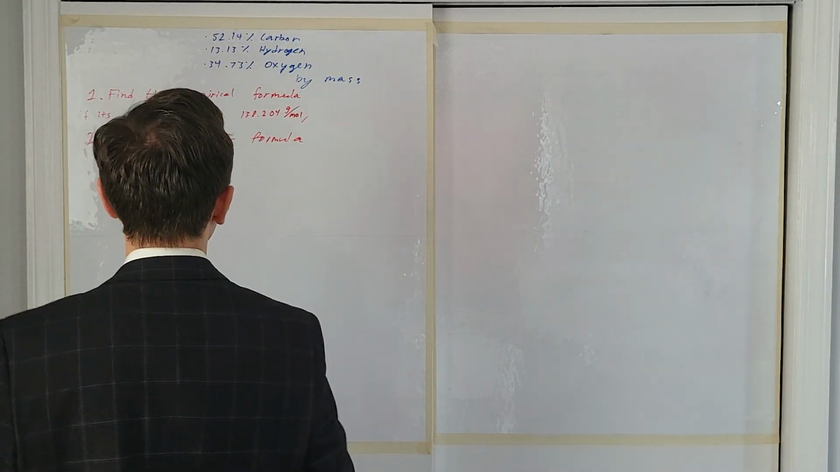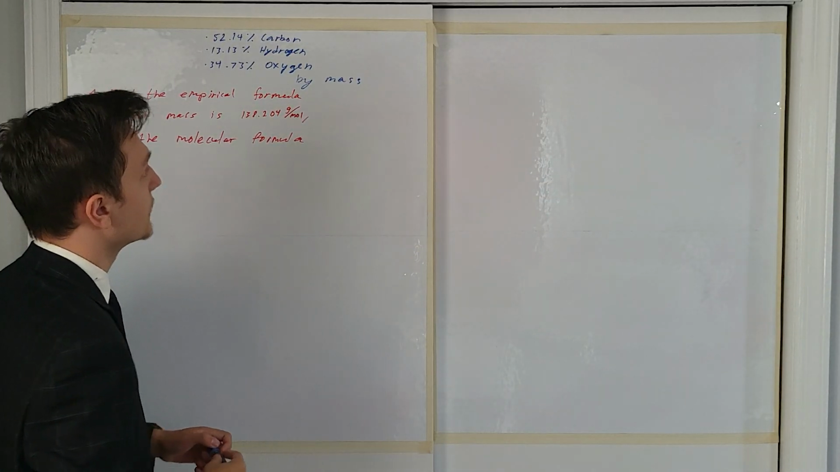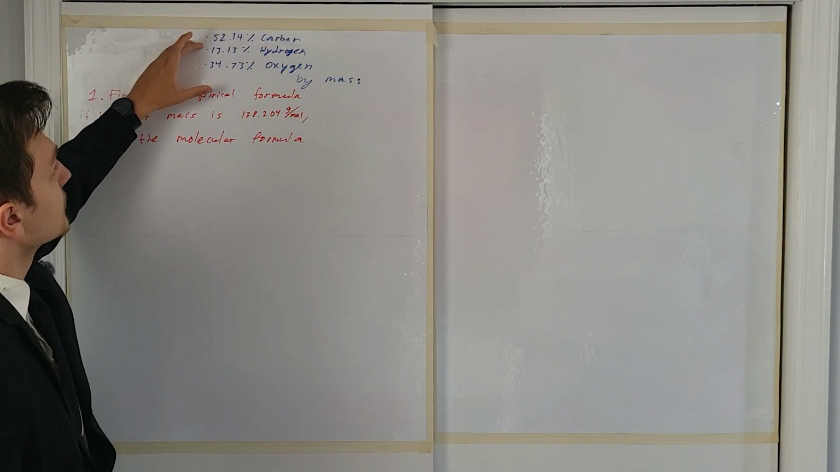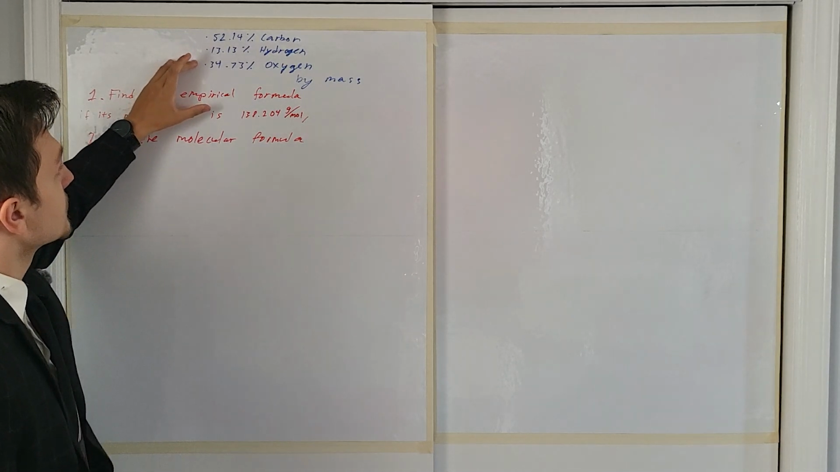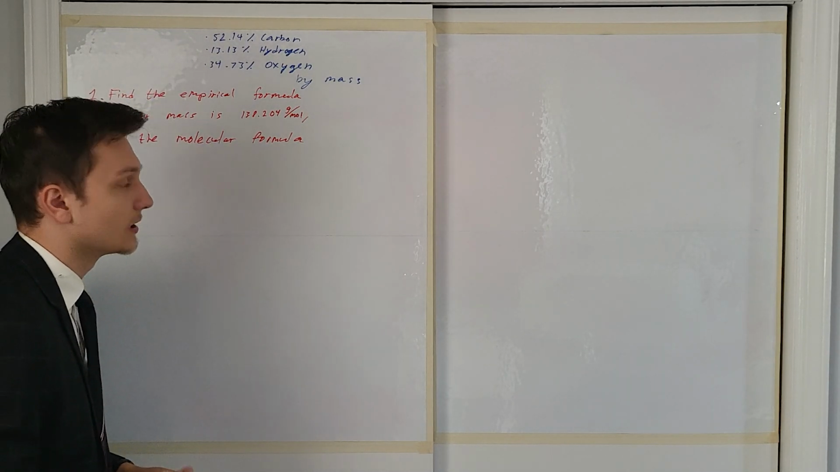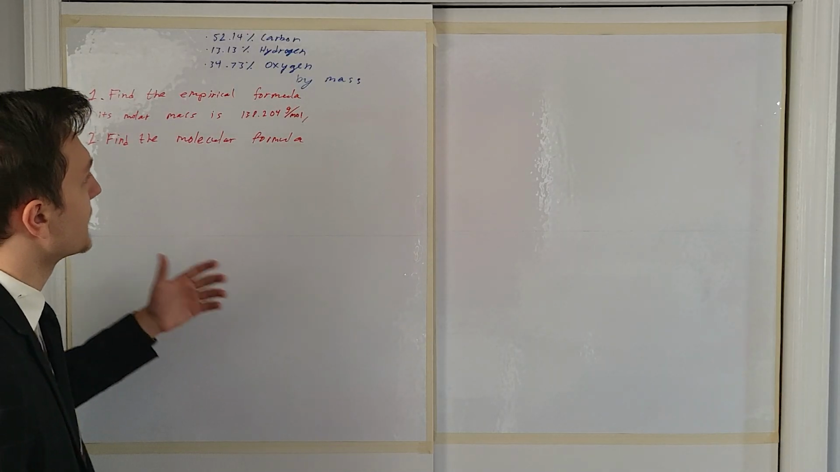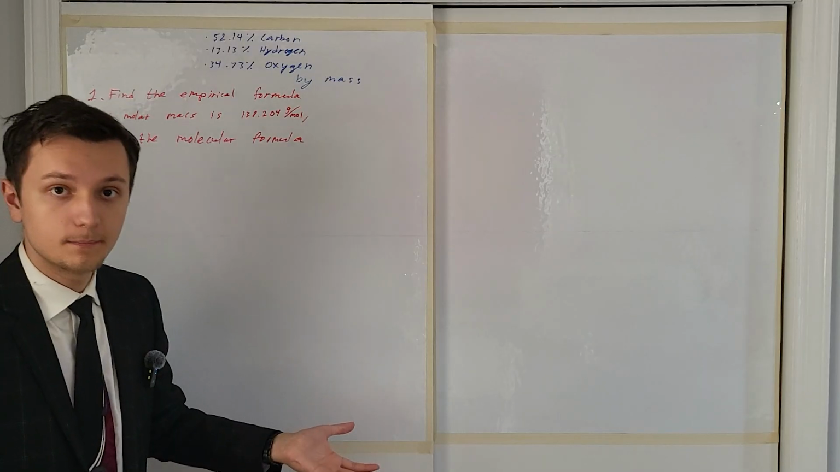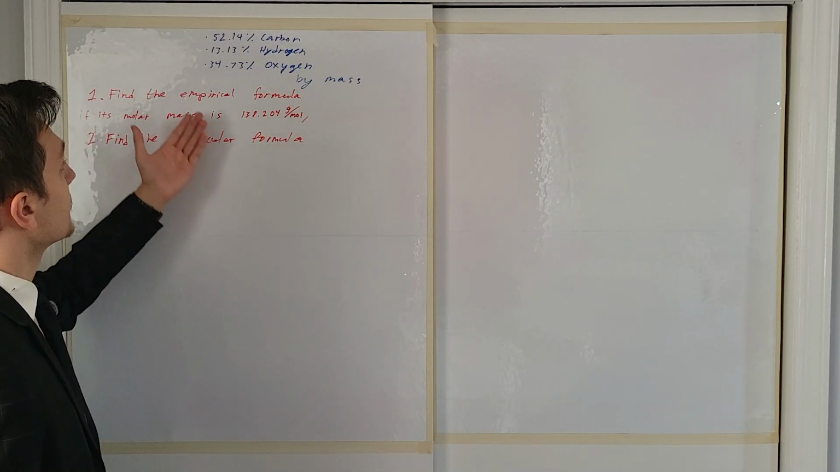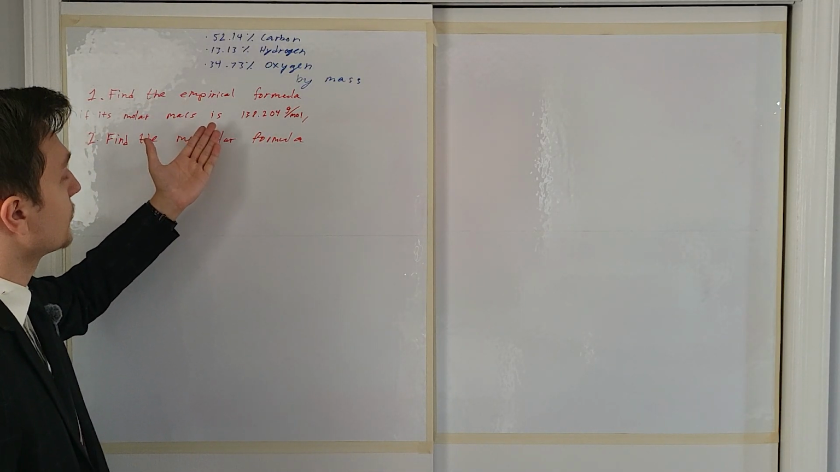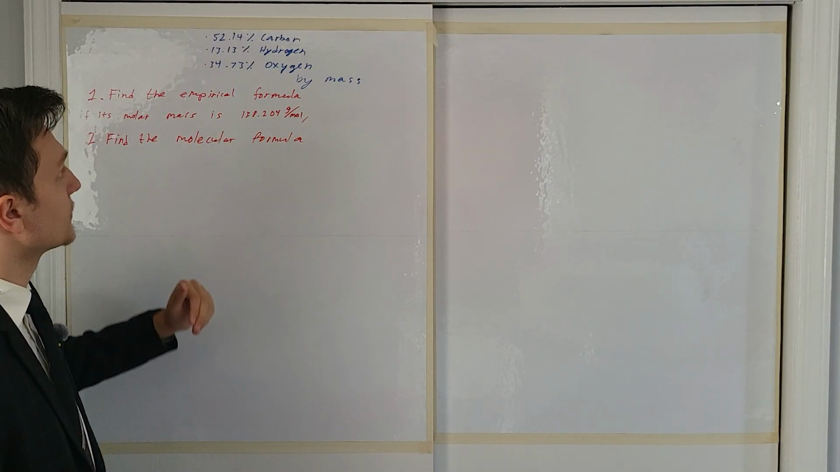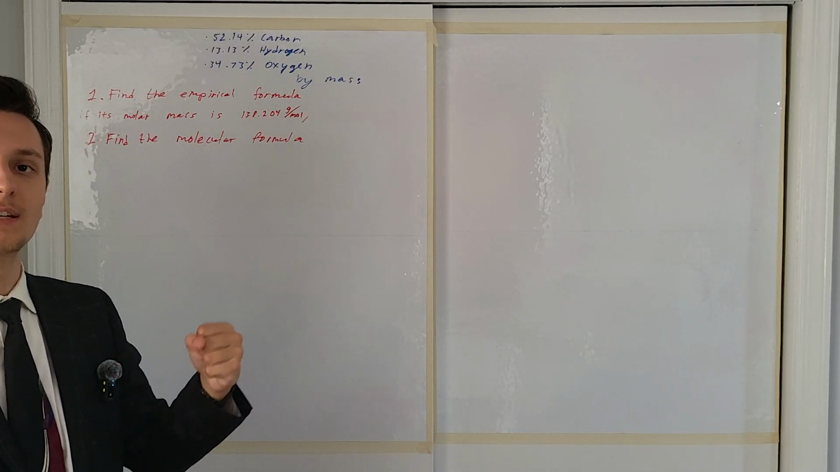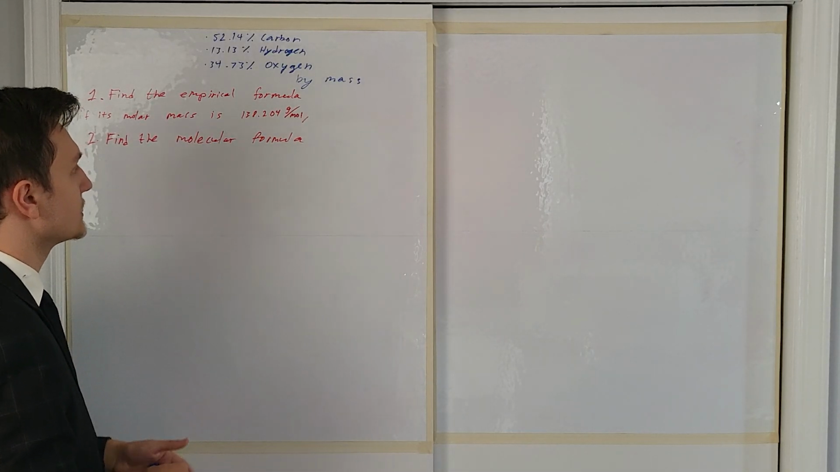Okay? So in our problem statement, we are given that we have a compound that is 52.14% carbon, 13.13% hydrogen, and 34.73% oxygen by mass. When it says by mass, it means if I have 100 grams of this substance, I'm going to have 52.14 grams of carbon, 13.13 grams of hydrogen, and 34.73 grams of oxygen. This is a ratio of masses. It is in grams, so that's the unit we're dealing with.